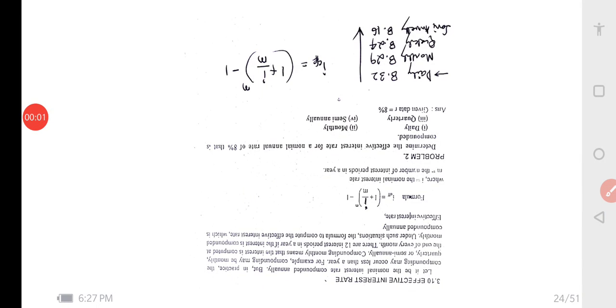Hello students, now we shall look at the effective interest rate. As you know, banks, non-banking finance corporations and private people lend money. Money lending is done, but the interest rate calculation is different.